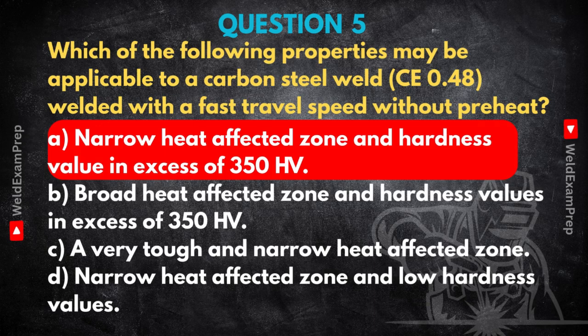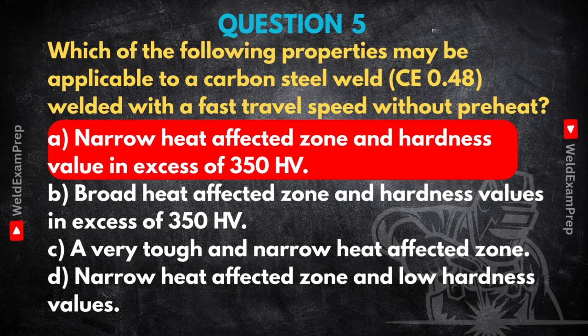Hard microstructures mean high hardness readings, easily exceeding 350 HV in this case, and unfortunately, high hardness often means low toughness, making the HAZ brittle and susceptible to cracking. So, narrow HAZ, high hardness, potentially brittle. That sounds risky. Have you seen failures caused by exactly this kind of situation in practice? Where maybe someone skipped preheat or pushed the speed too much?